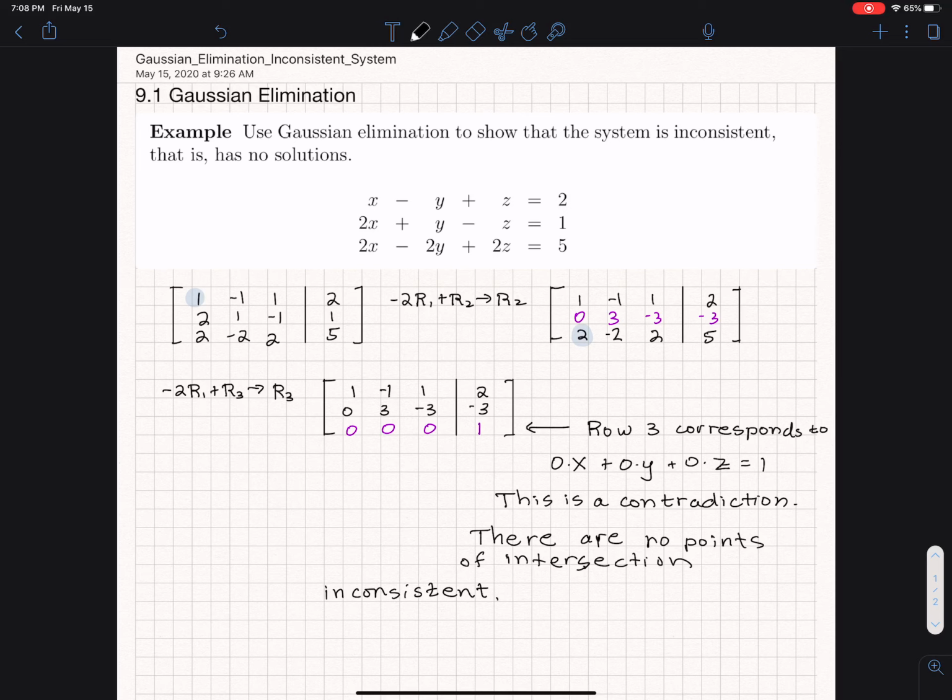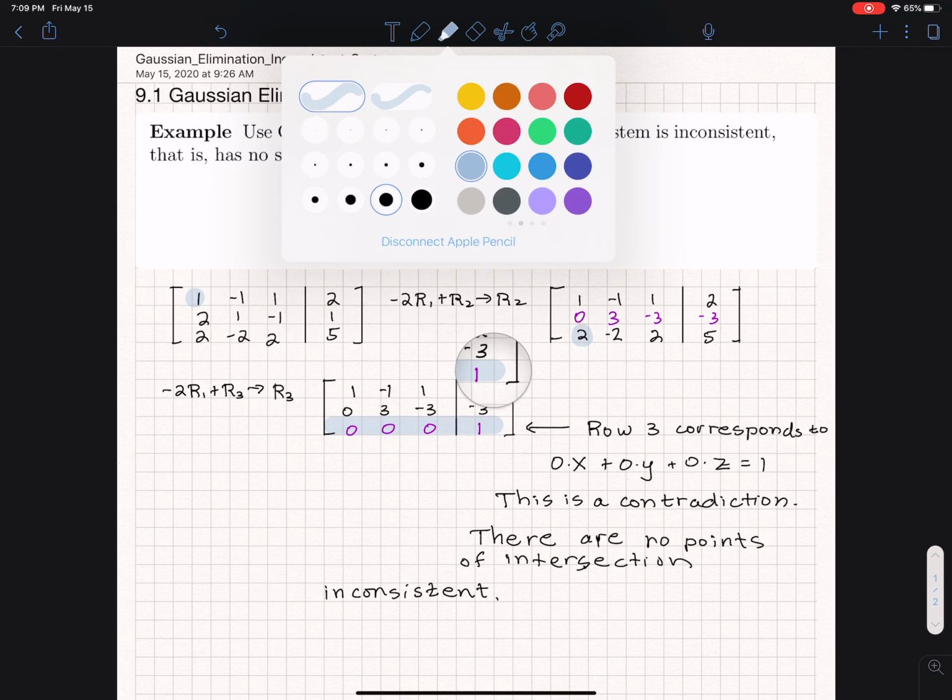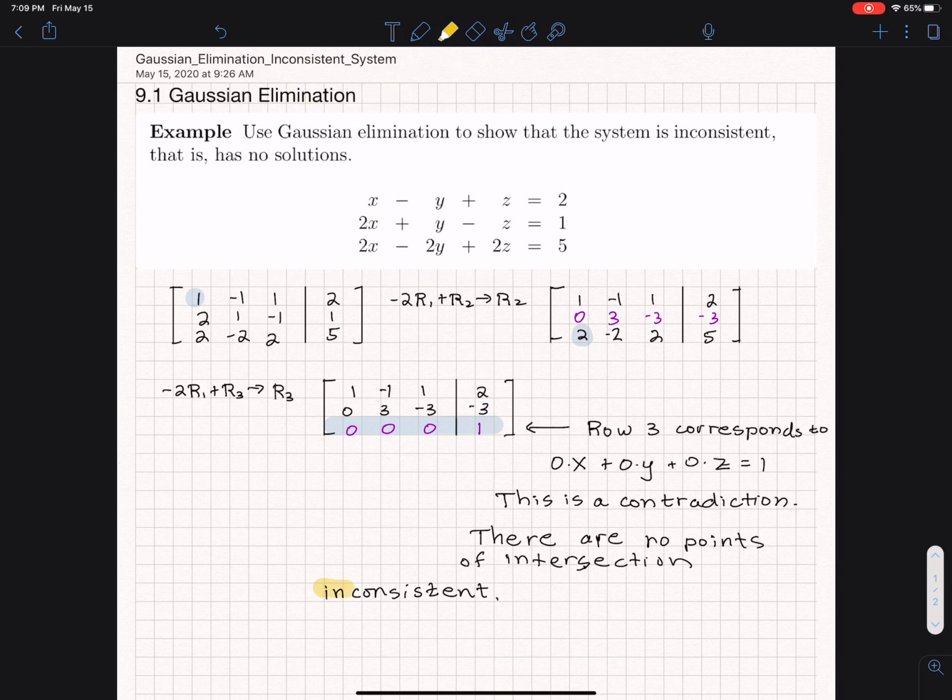Okay, so the short answer is, look, the bottom row just does not make sense if you're trying to find a solution. And so that is inconsistent. So the solution set is empty, or it's the empty set.